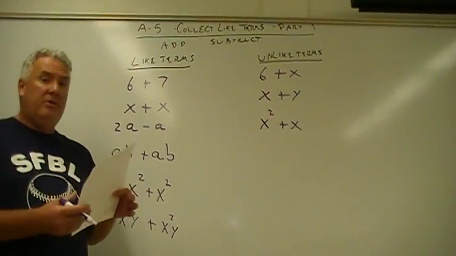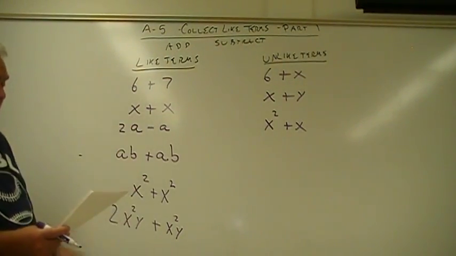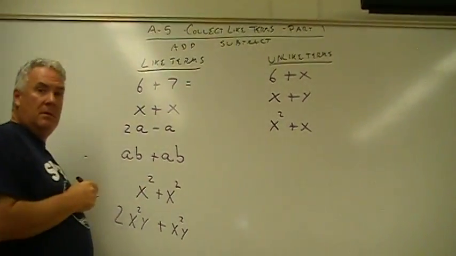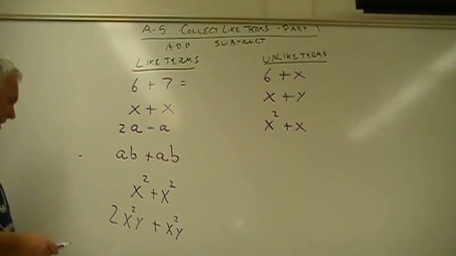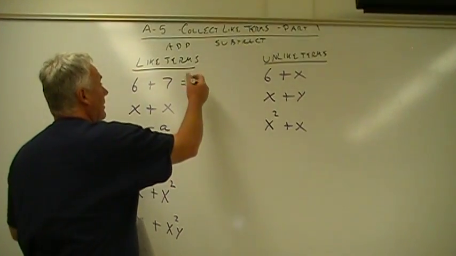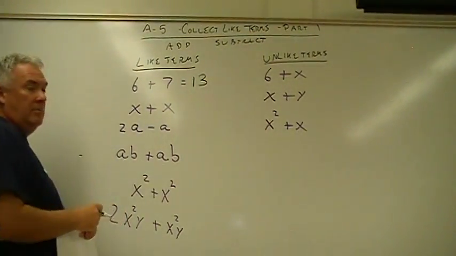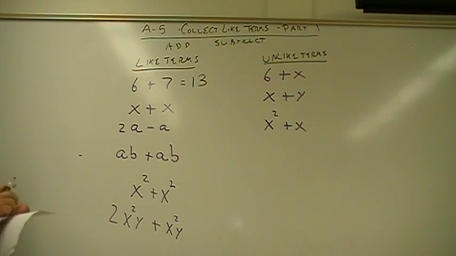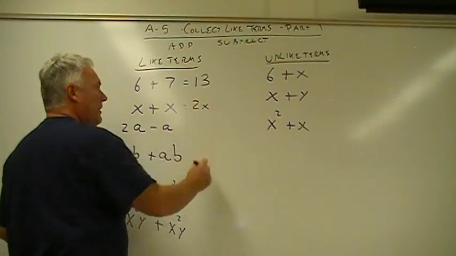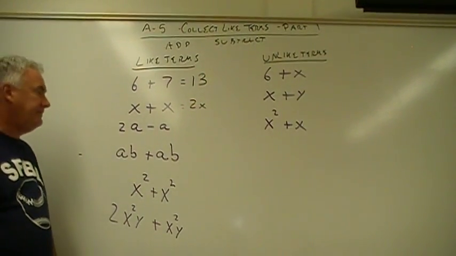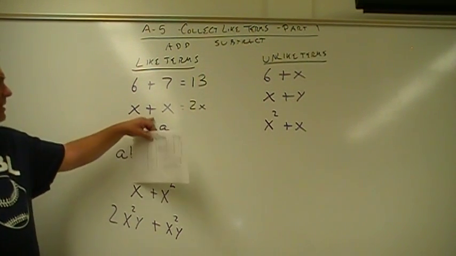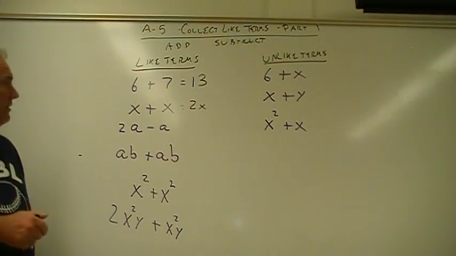Now let's simplify these together. What I want you to do, you should have these down in your notes, and we're going to simplify them. 6 plus 7 is easy. You've been doing that for a long time. So we just do the math on these. X plus x simplifies to be 2x. I hope you can start to pick up the pattern here. X plus x is 2x. We have two x's together.